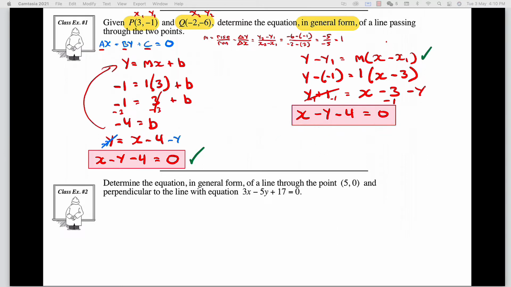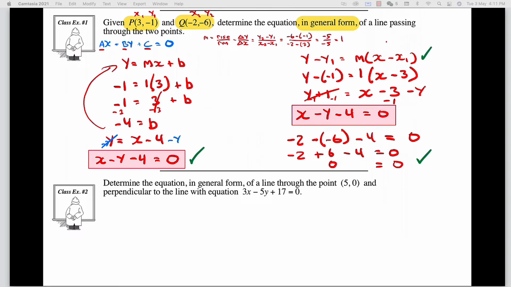So let's take point Q and substitute into our general form equation. So x, which is -2, minus y, which is -6, minus 4, that should equal 0. This is -2, minus -6 is +6, minus 4 equals 0. And if we look at this, -2 plus 6 is 4, and 4 minus 4 is 0, and 0 equals 0. So we know that all of our work is correct.